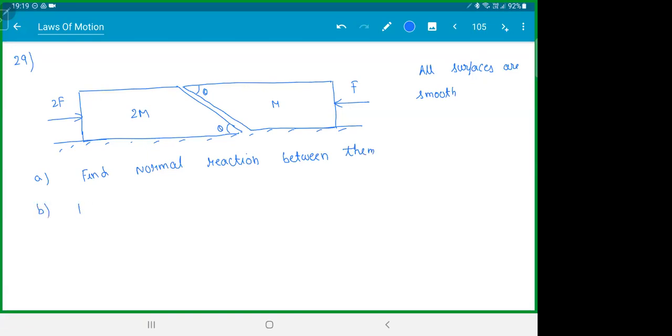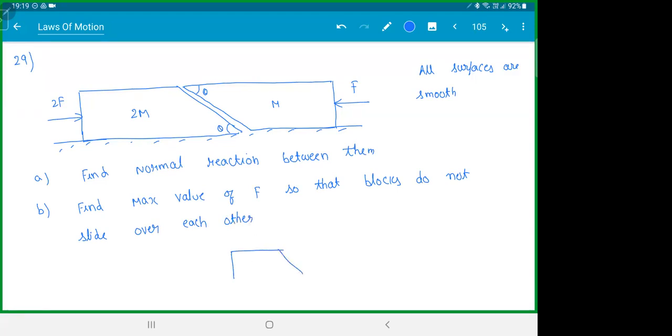The second one, find the maximum value, max F, so that the blocks do not slide over each other. And if you push them really hard, you can create a situation like this.